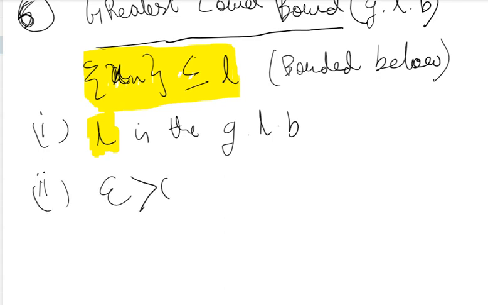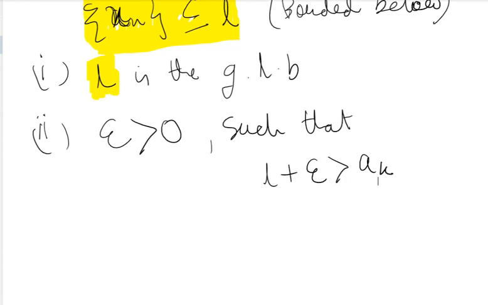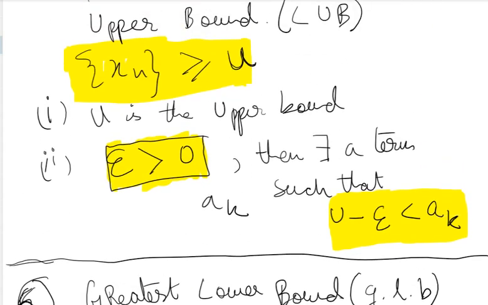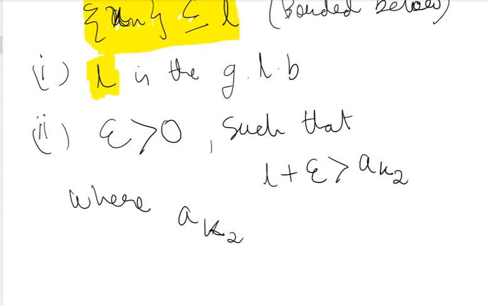a value epsilon, no matter how small it is, but greater than zero, such that L plus epsilon will be greater than AK, where AK is some term. You can write this as K2, because we can't take AK on both of them. The first one I can write as AK1, or K1. So this is the first AK for the least upper bound, and this is the AK for the greatest lower bound.